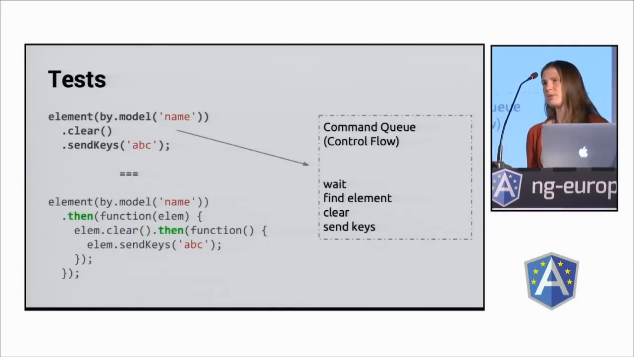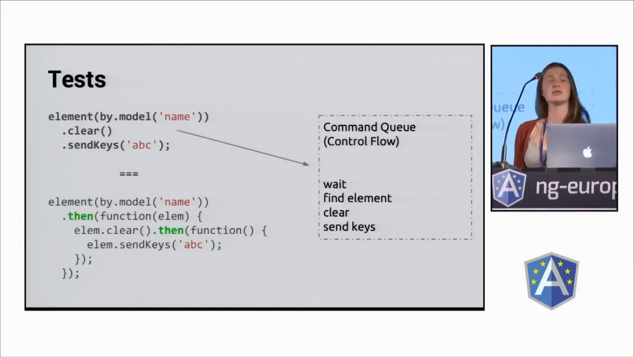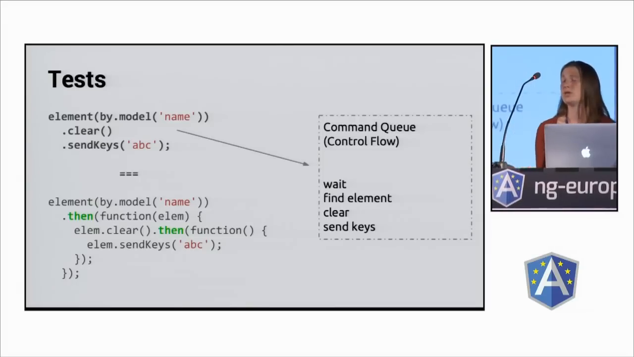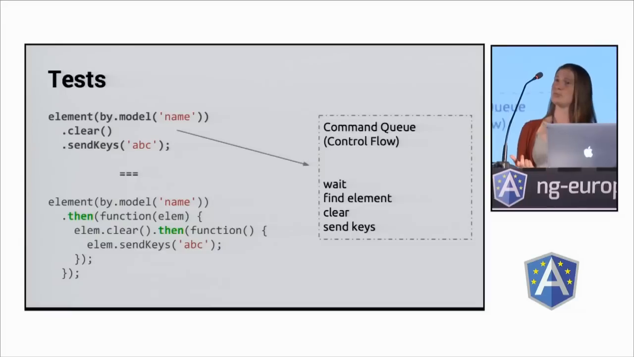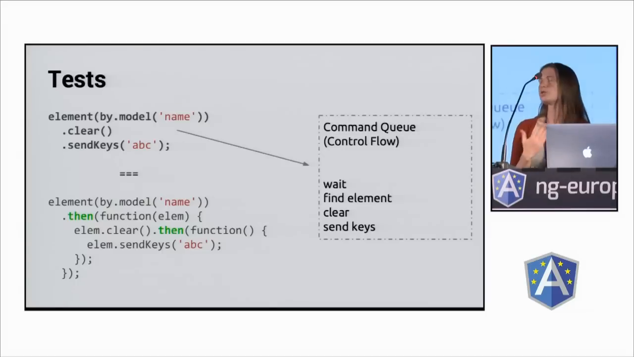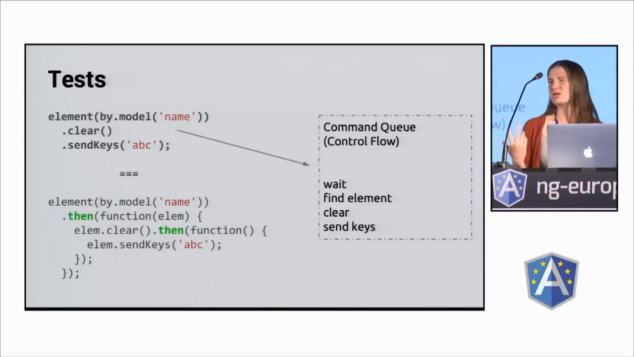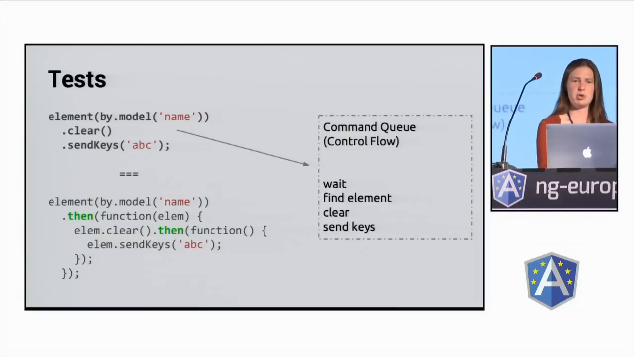As I said, these are all promises behind the scenes, so you could write this using then functions, but Protractor manages this for you, so you don't have to. And it's also worth noting that the expectation framework in Jasmine, so if you expect the text of some element to be something, will also automatically wait for that for you, so you can use that like it's synchronous and not worry about dealing with the promises.